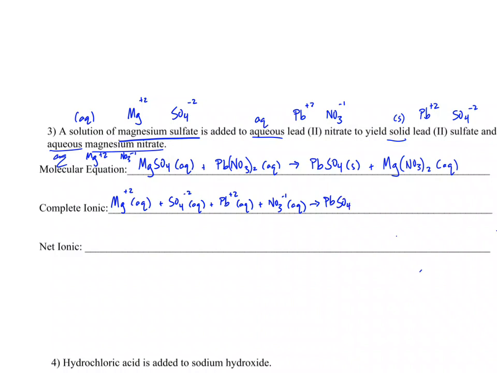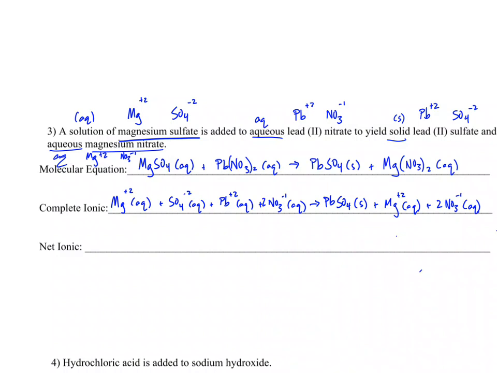And then magnesium nitrate is going to dissociate into magnesium ions and nitrate ions. So this is 2NO3. I think I need to fix it on the other side. 2NO3, which is aqueous, and this should be 2NO3 here.